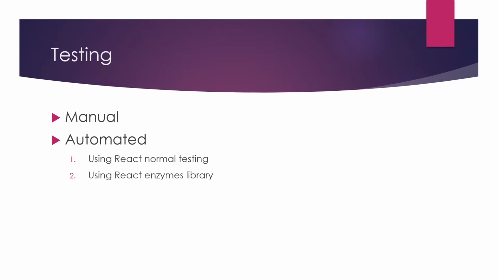Now to discuss testing, as we know we have two types of testing, manual testing and automated testing. First of all, we performed manual testing, which included checking whether links are propagating properly or not, and if we can see our views rightly or not.